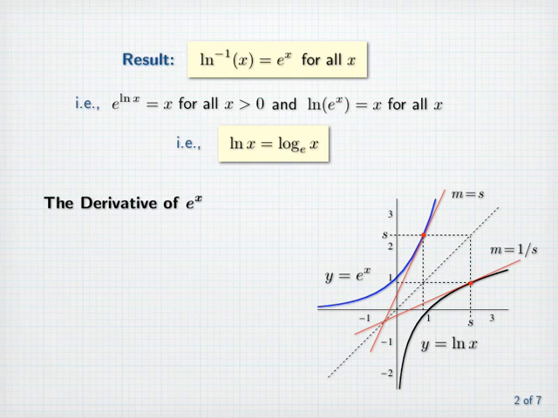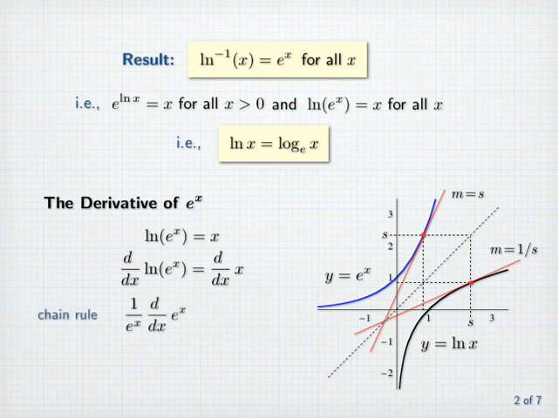Now let's give a different, simpler derivation of that fact. We'll first write natural log of e to the x equals x, and then differentiate each side with respect to x. Using the chain rule on the left side and the fact that the derivative of the natural log of x is 1 over x gives us 1 over e to the x times the derivative of the inside function e to the x. On the right side, we have dx/dx equals 1.